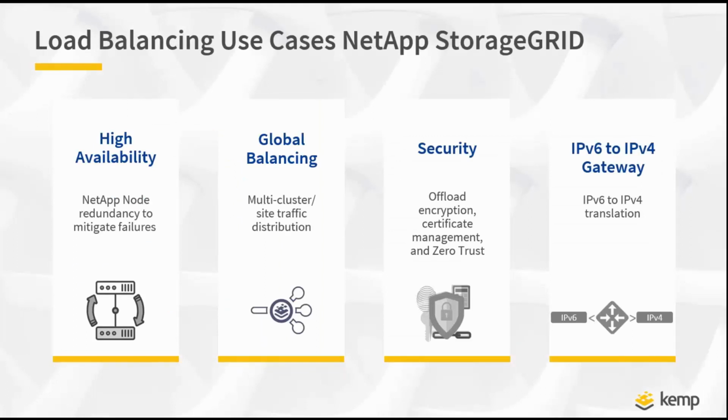Just to highlight a few use cases on how Kemp delivers on that value. To start, we must ensure the storage is, of course, always available. Using advanced health checking for the StorageGRID nodes and directing traffic only to those nodes that are available and ready to accept connections. Whether that be within a single cluster or providing availability and resilience across multiple clusters or sites using our global server load balancing.